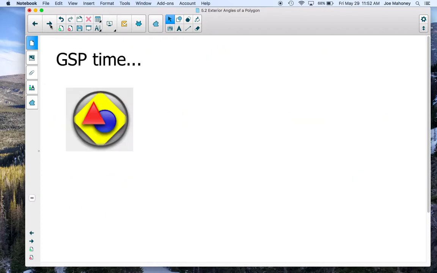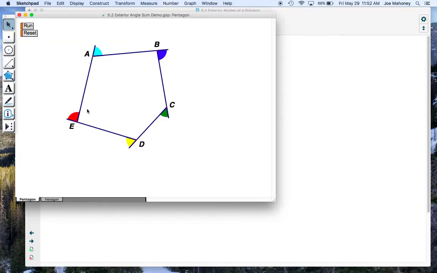So here we go. It's Geometry Sketchpad time, our favorite time of day. This is a pretty cool sketch. I think you're going to like it. What you see here is a polygon, A, B, C, D, E. So it's a pentagon, 5 sides. Each side has been extended a little bit past point A, for example, to create what's called an exterior angle. The exterior angles are in light blue, going around the point B, dark blue, point C, green, point D, yellow, point E, red. And I'm going to click run.